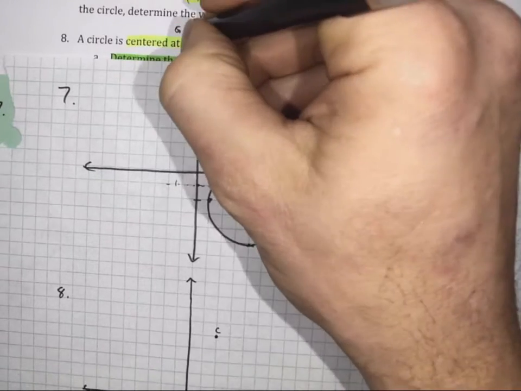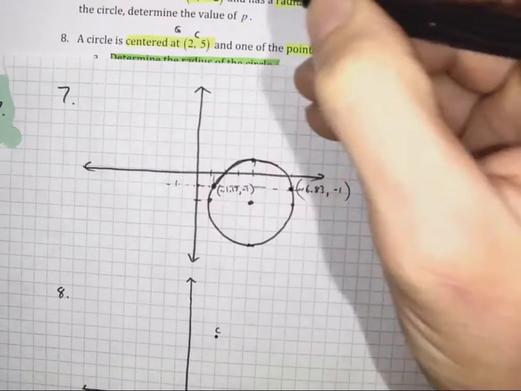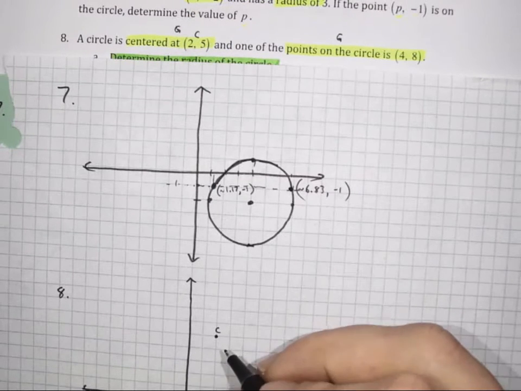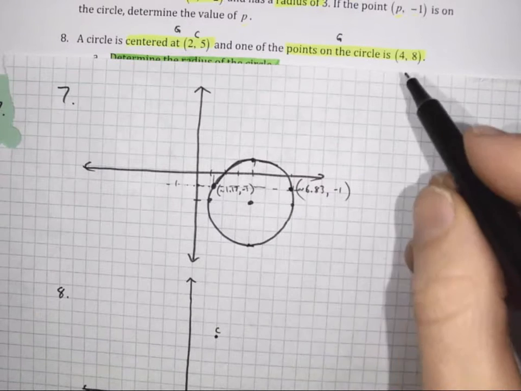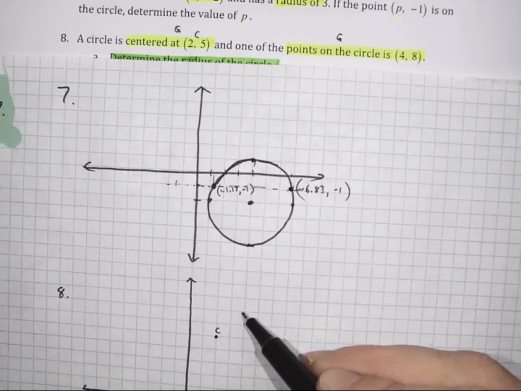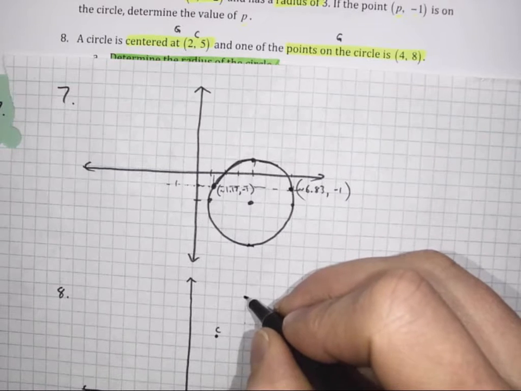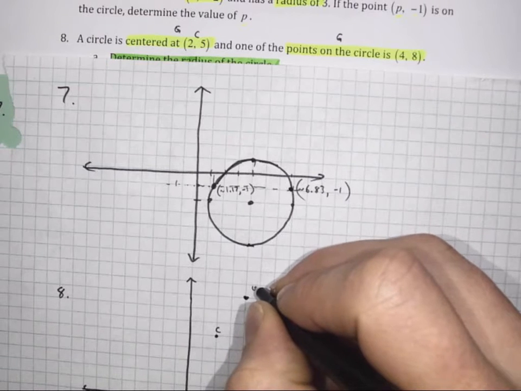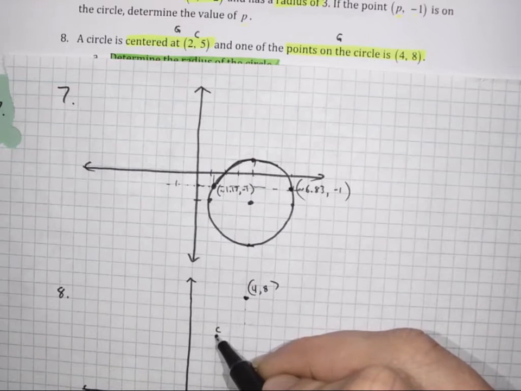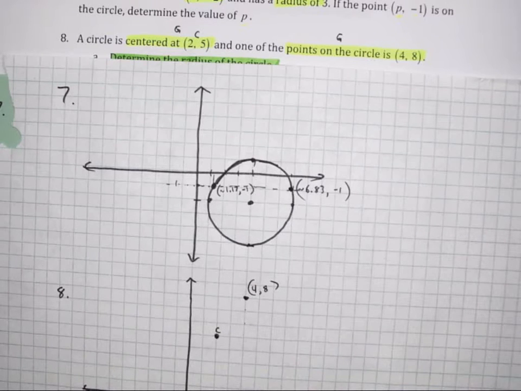And I'm going to label that C in the question so that it makes sense later if I forget what C was supposed to be. All right, and the point (4, 8) is on the circle. So 1, 2, 3, 4, and 2, 3, 4, 5, 6, 7, 8. So the point (4, 8) is on the circle. Okay, so all of a sudden I can get a picture of this circle.